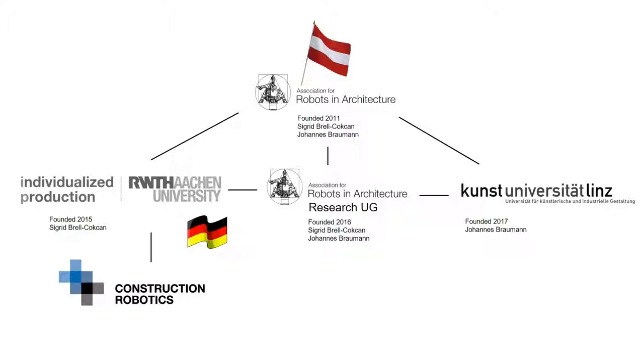And just to explain how we're internally made up. Initially, we had the Association for Robots and Architecture. We also have our Robots and Architecture Research LLC for commercial projects. And then we have our 2 university chairs: the University for Arts and Design in Linz, where I've got my professorship, and my colleague Sigrid is professor at RWTH Aachen, where she's got a chair for individualized production, and where they are also very much involved in the area of construction robotics.